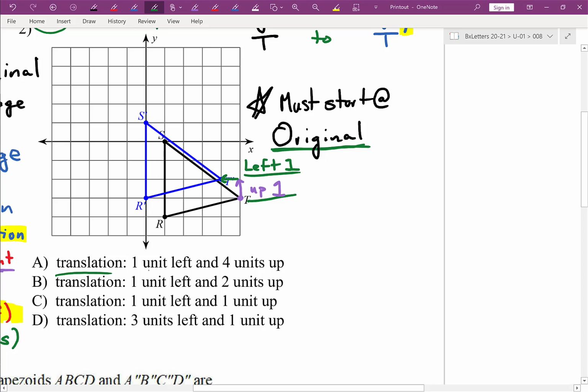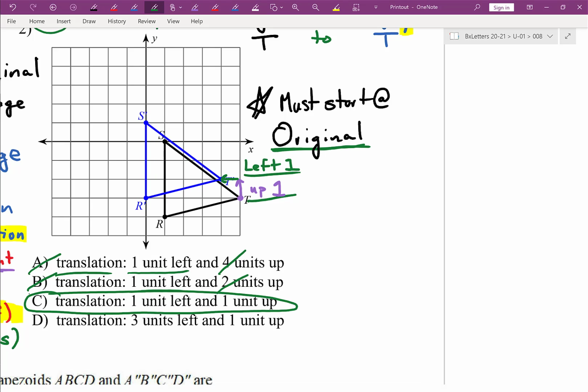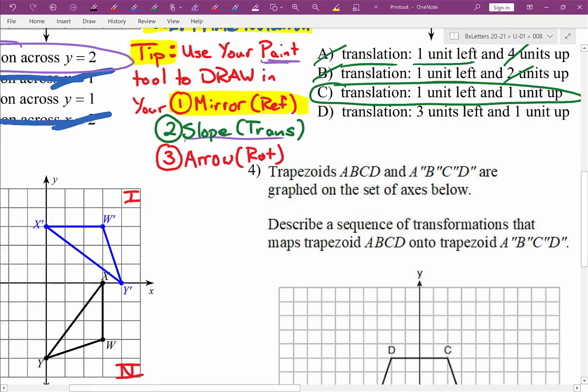So translation, 1 unit left, 4 units up. No, that's wrong. Translation, 1 unit left, 2 units up. No, that's wrong. Translation, 1 unit left, 1 unit up. That is correct. So that one's just C. So for translations, pick the original, count boxes up, down, left, right, and then just write them down from the original to the image.